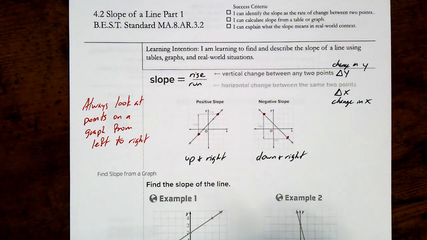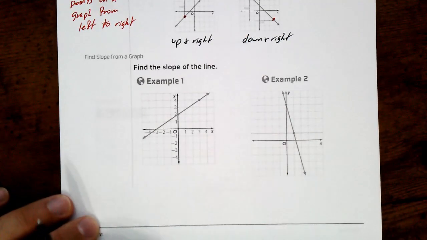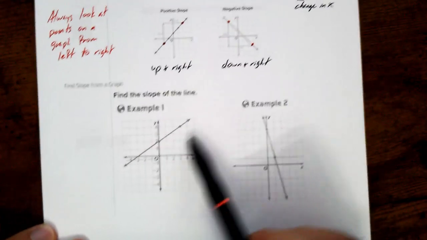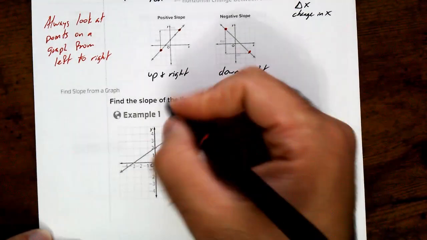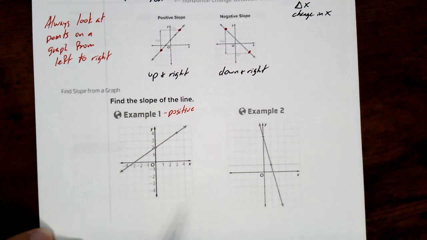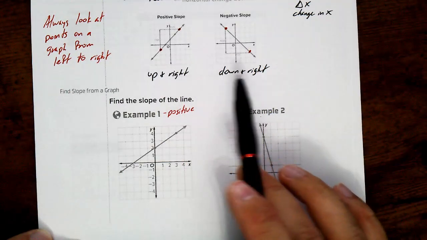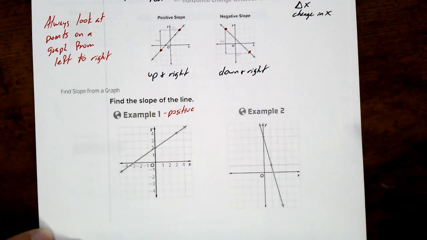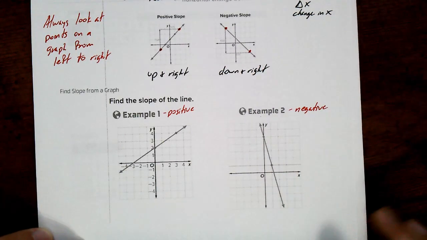So, finding the slope from a line, we're going to find these two slopes. First things first, if we look at this graph, is this going to be positive or negative? This is going to be positive. So our answer better be positive. How about example 2? Is that going to be positive or negative? Is that going up or down to the right? It's going down, so that should be negative. Okay.